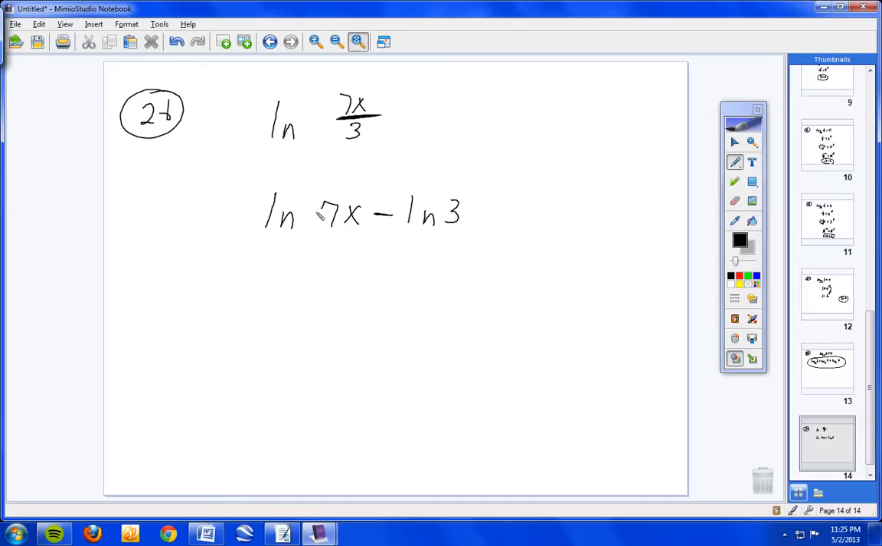Now you're done with this log, but look at this log over here. Aren't these 2 multiplying right here? 7 and x. So you can split this log up into 2 logs. So natural log of 7 plus natural log of x. Then bring down your minus natural log of 3. So whenever the argument is being multiplied, you can split it up into 2 logarithms as long as you add those logarithms.